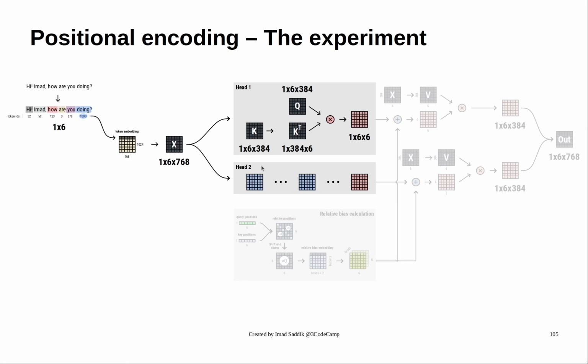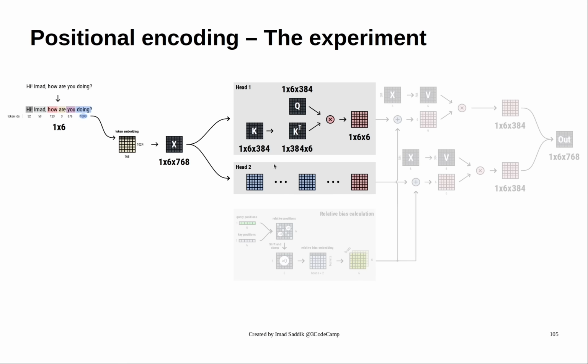Since we have 2 heads, we will divide 768 by 2. This will give us 384. So we create these 2 tensors, k and q. We transpose k to get this tensor. So the shape is 1 by 384 by 6. After that, we multiply these 2 tensors, and at the end we get a tensor of size 1 by 6 by 6. We do the same thing for the second head, and we stop here.